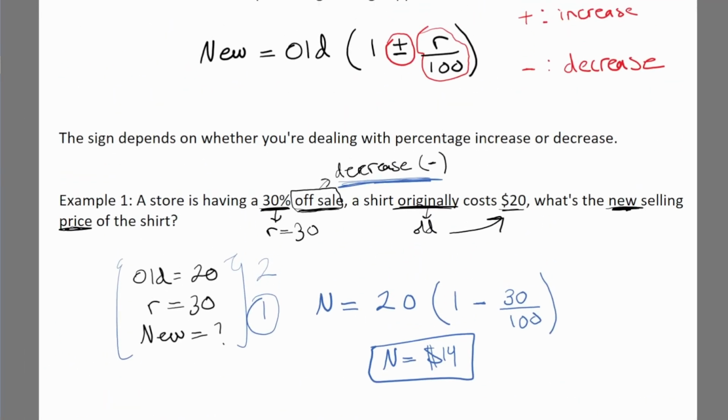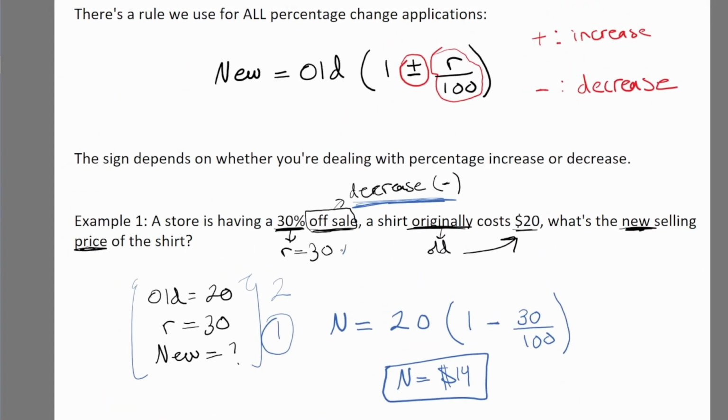And by the way, don't make the mistake of plugging R as 30%. You don't do it with the percent. The percentage doesn't go into the rule because it's already divided by 100. So this entire thing is already 30% as it is, okay? So always take the R as just a number without the percentage sign.